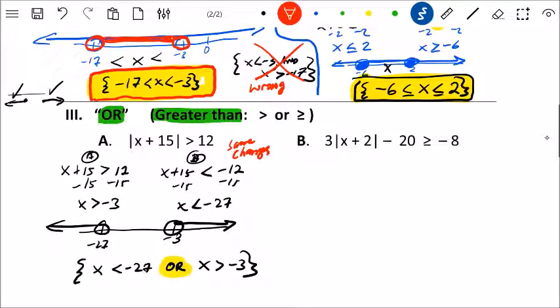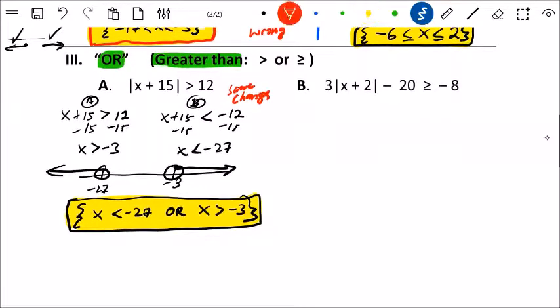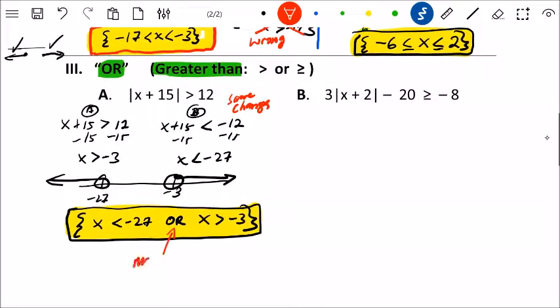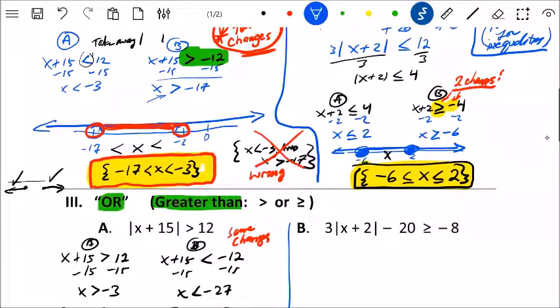Let me write this. Let's make a note there that you have to write the or for the or statements. The and you don't have to, because you're showing it in between them. You must write or. Very good.